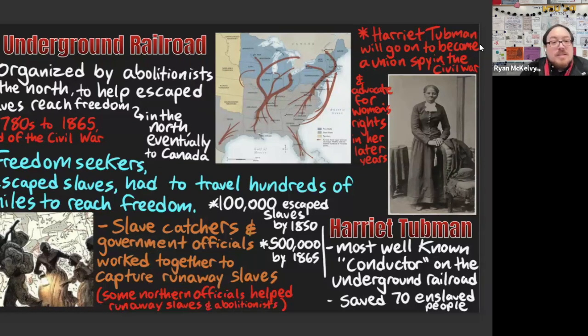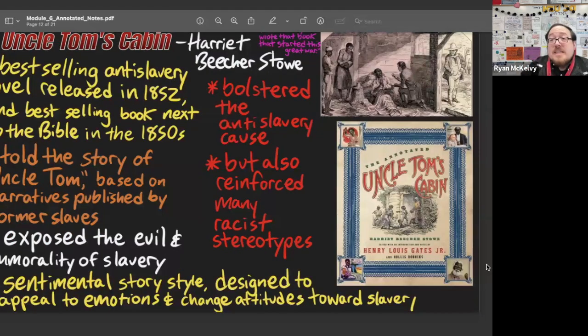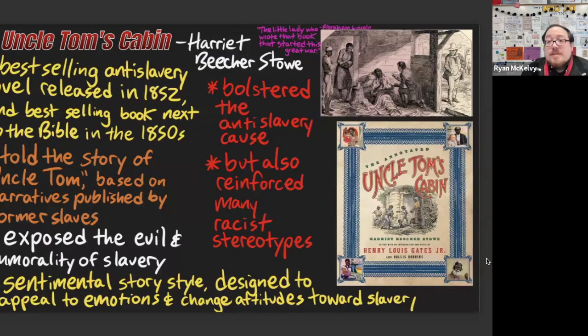Basically, when the war breaks out, a lot of them will simply run to Union lines, which we'll talk about later. And the Union really didn't know what to do with them, but at least there they had escaped their slave masters. Our next term is Uncle Tom's Cabin. This is a book, an anti-slavery novel released in 1852. It was the second best-selling book next to the Bible in the 1850s. It was written by Harriet Beecher Stowe.